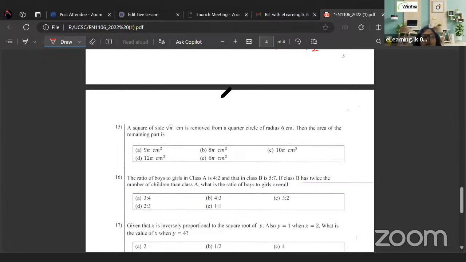What is this saying? What is a quarter circle? If we draw a circle like this and divide it into 4 parts, the one part we consider as a quarter circle. Right? How do you find the area of a circle?